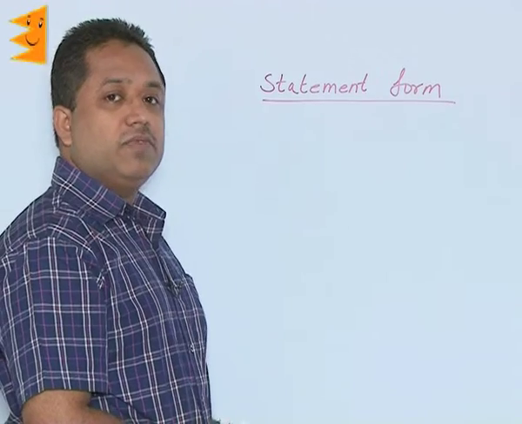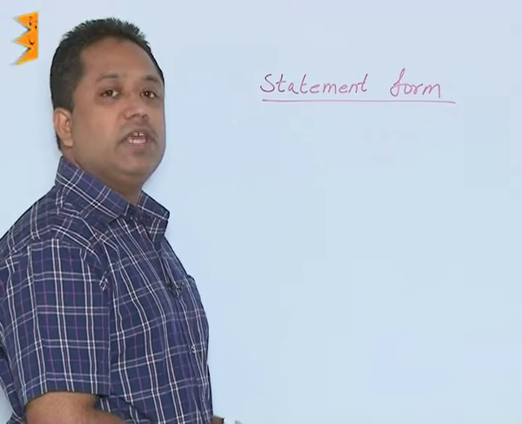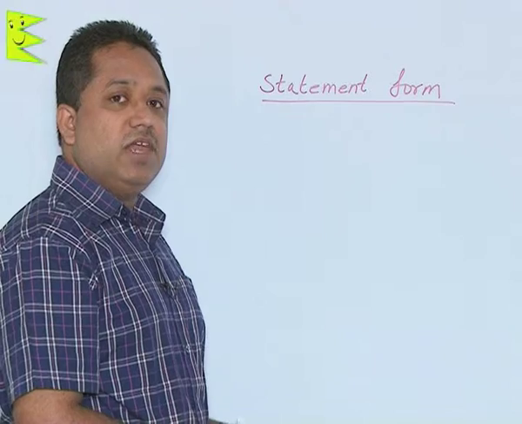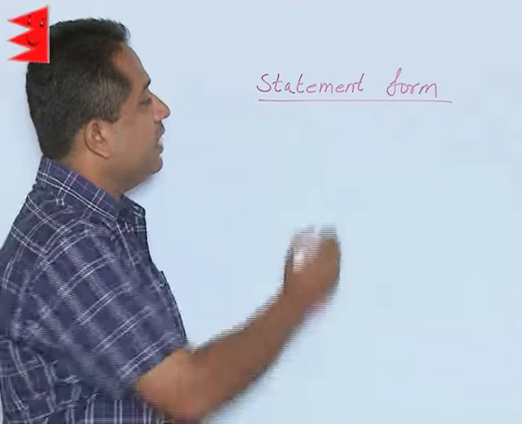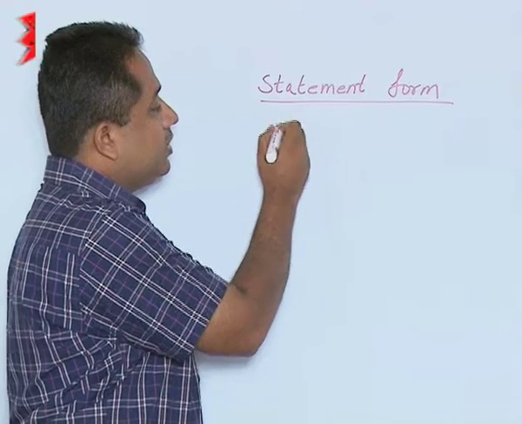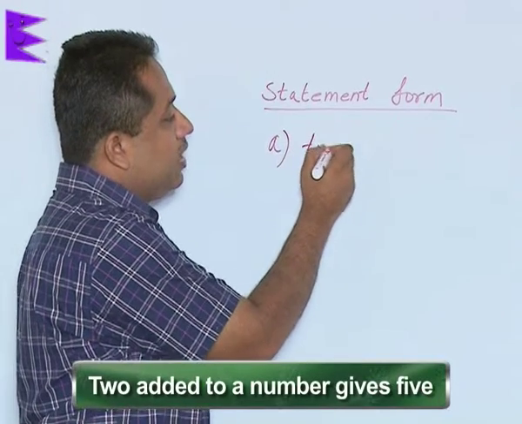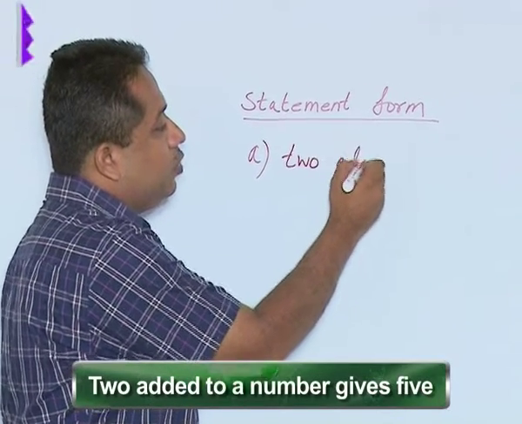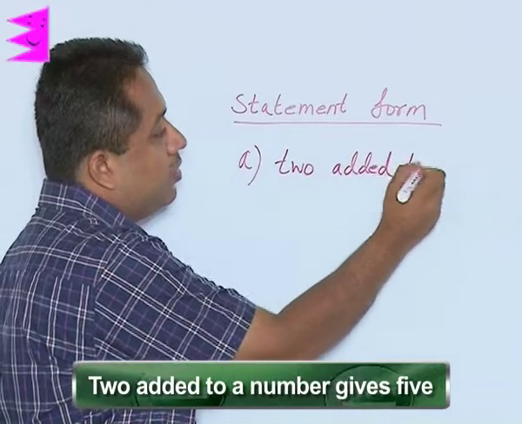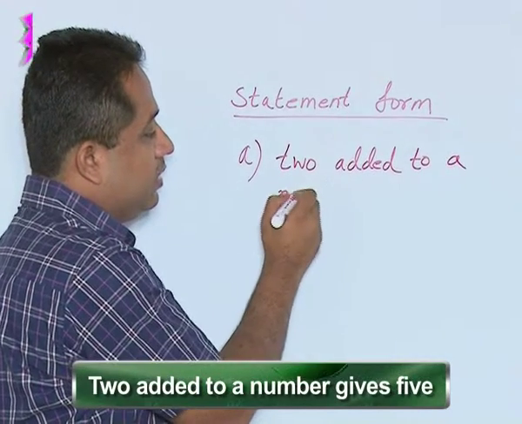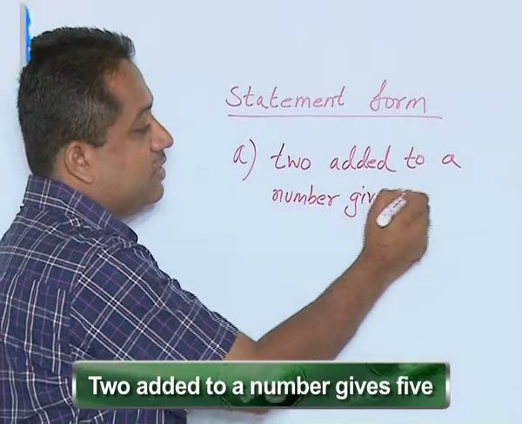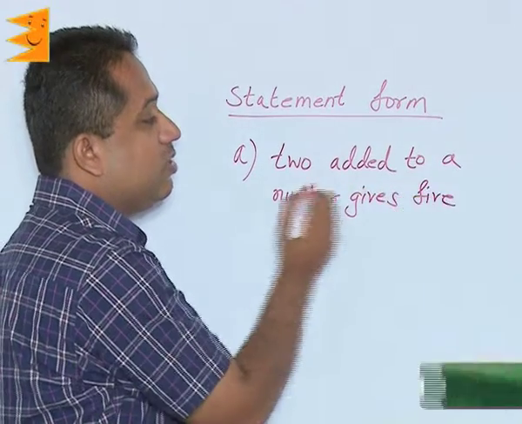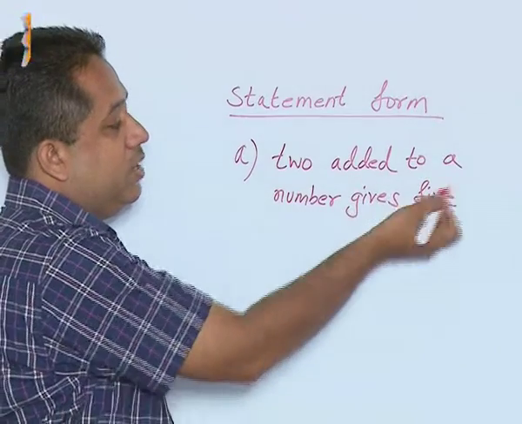Now, sometimes you are given statements, that is called the statement form of an equation, and we have to convert it into an equation. Let us take some examples. Let us say the statement is: 2 added to a number gives 5. Now, this is a statement. This is called the statement form. 2 added to a number gives 5.